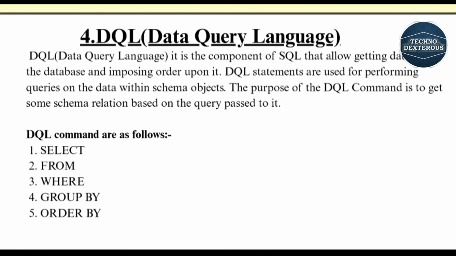Fourth SQL language type is DQL. DQL stands for data query language. DQL is a component of the SQL language that allows getting data from the databases and imposing order upon it. DQL statements are used to perform queries on the data within a schema object. The purpose of a DQL command is to get some schema relation based on the query passed to it. DQL commands are as follows: select, from, where, group by, order by.